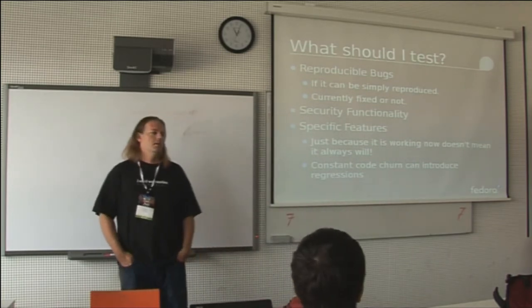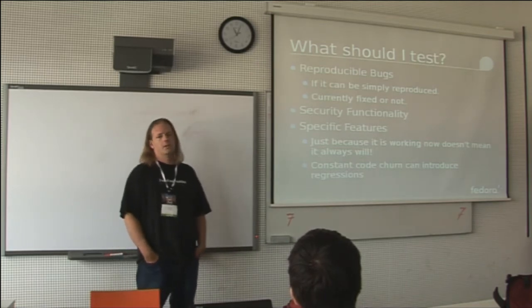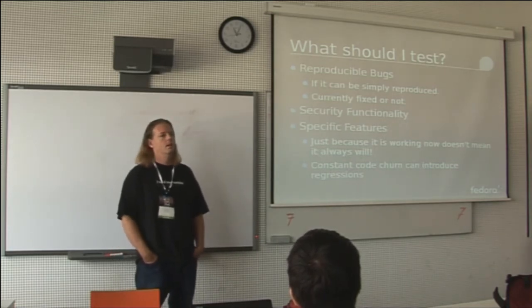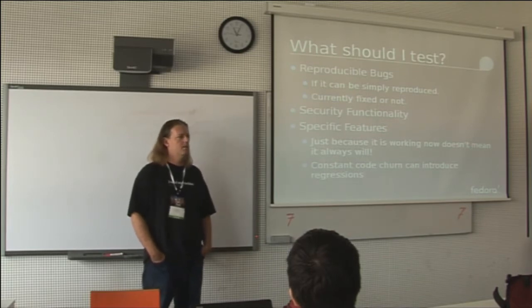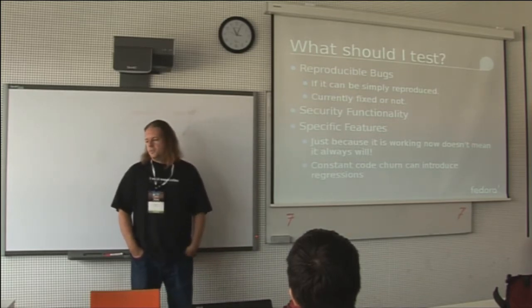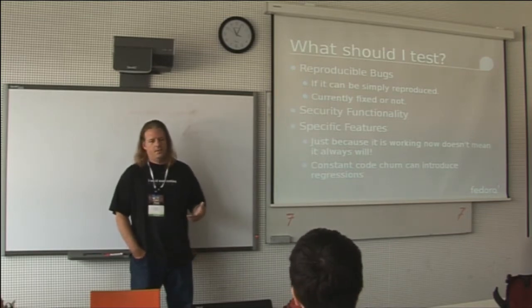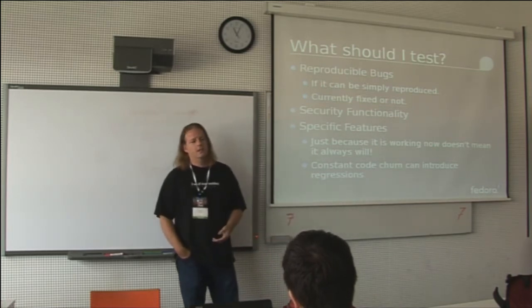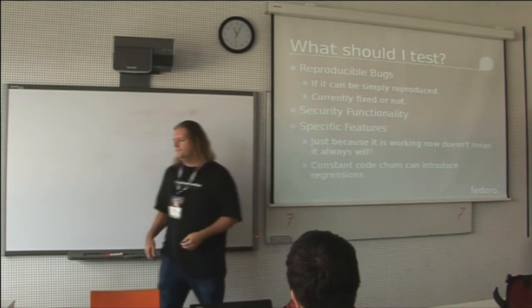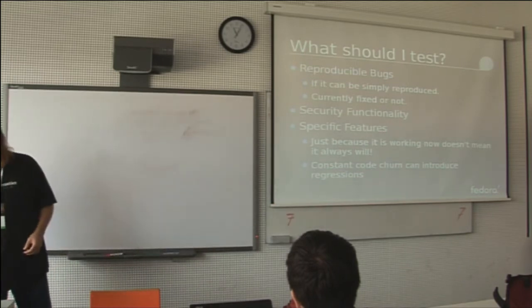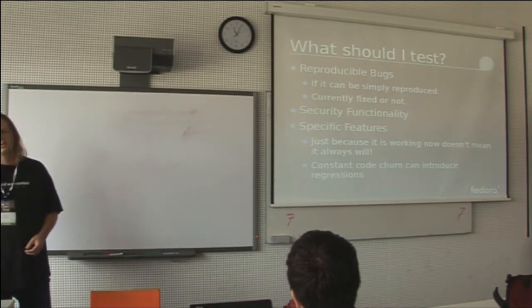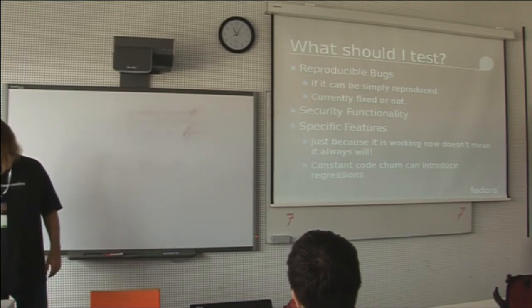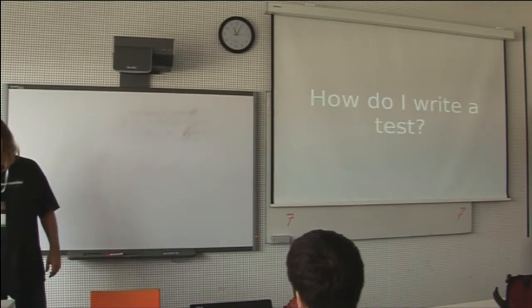Security functionality is always a good thing to write tests for. Even if it's working, you want to make sure it continues to work. And we do have a couple of tests in the suite specifically testing security features. And specific features. If there's a specific feature that you happen to know a little bit about, or you happen to really like the functionality of, that's a good candidate for a test case. Hey, I want to make sure that this continues working. There's a lot of churn in the kernel upstream, thousands of patches per release, so it does mean things can get introduced. So how do you write a test?